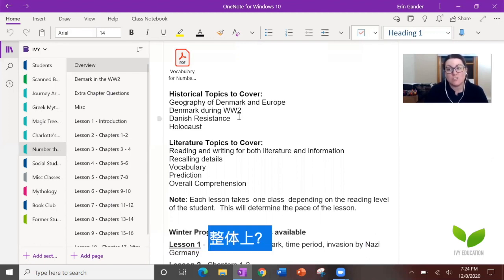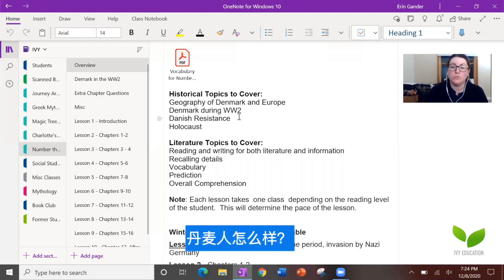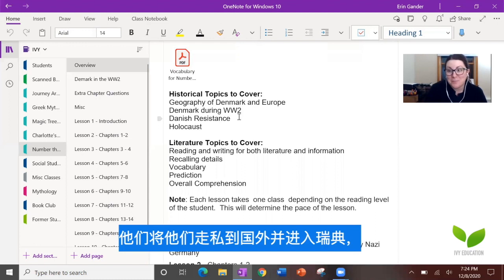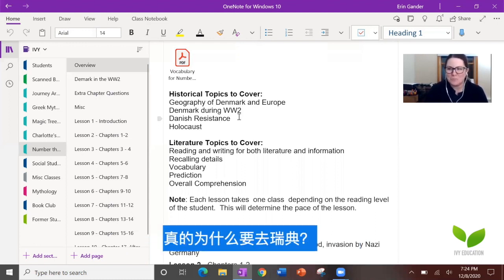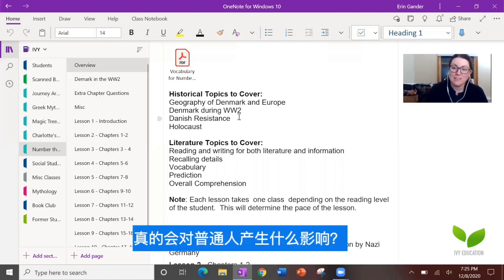The Holocaust as a whole, so how does the Holocaust affect all of Europe? And then specifically, how do the Danes protect their Jewish neighbors, and how do they smuggle them out of the country and into Sweden? And really, why are they going to Sweden? Why not someplace else? So we look at all of these different parts to this time period, and really how do they affect the normal everyday person.